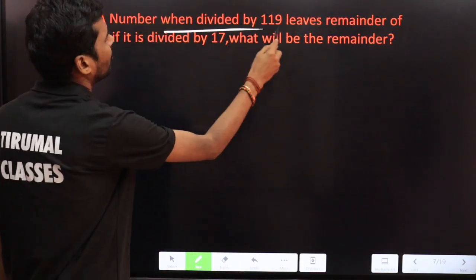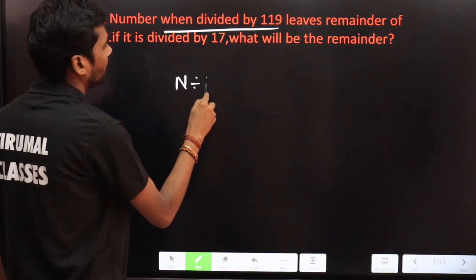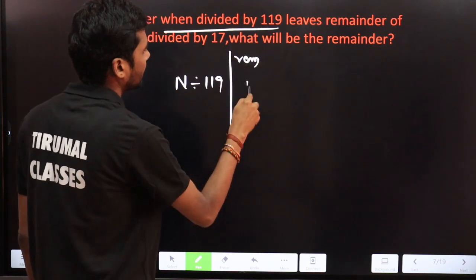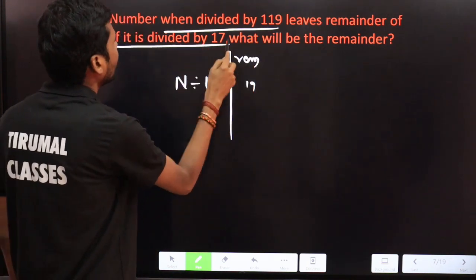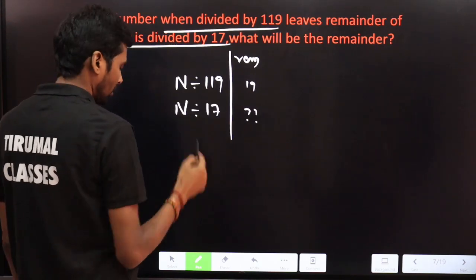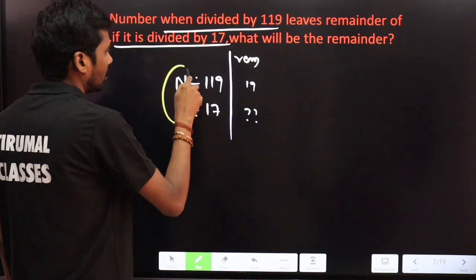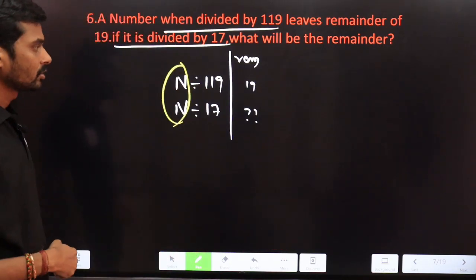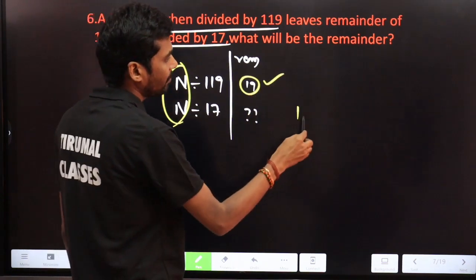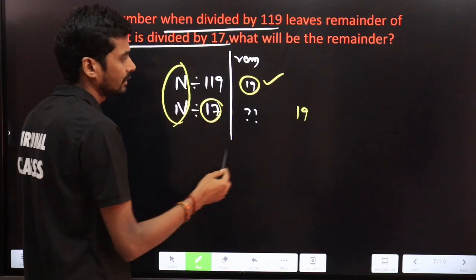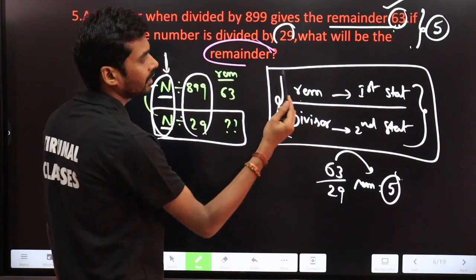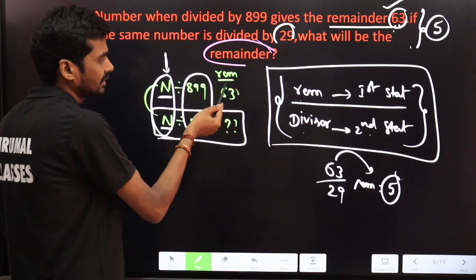A number when divided by 119 leaves the remainder 19. If it is divided by 17, that means the same number is divided by 17, what will be the remainder? Okay, again if you see this, the dividend part is same. So whenever the dividend part is same, first statement remainder divided by second statement divisor.